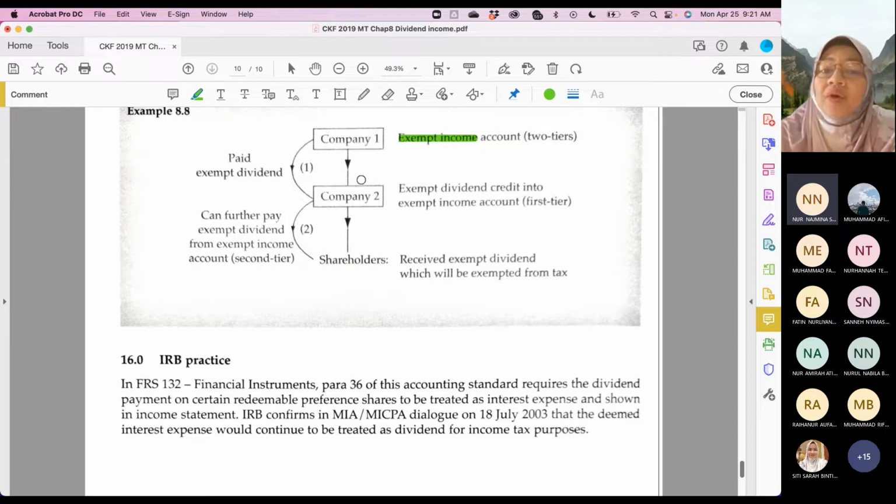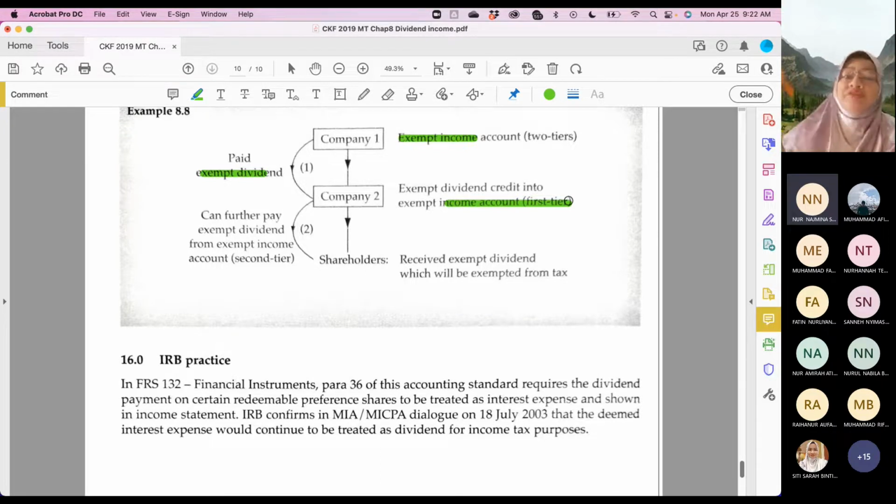So company 2 has now received dividend which is exempt dividend, and whatever amount they receive will go into their exempt account. This is what we call the first tier. For example, company 2 receives 10,000 ringgit of exempt dividend from company 1. The 10,000 goes into the exempt account, and because company 2 has an exempt account, they can declare another level of dividend to their shareholders.